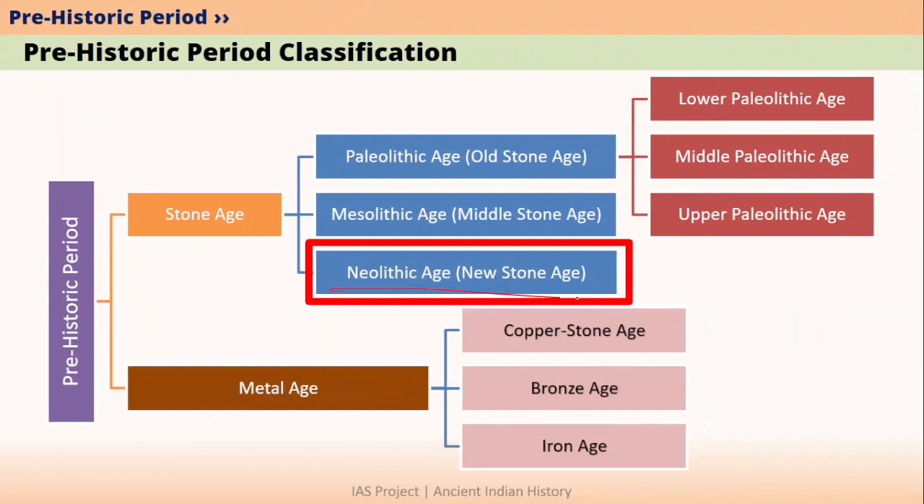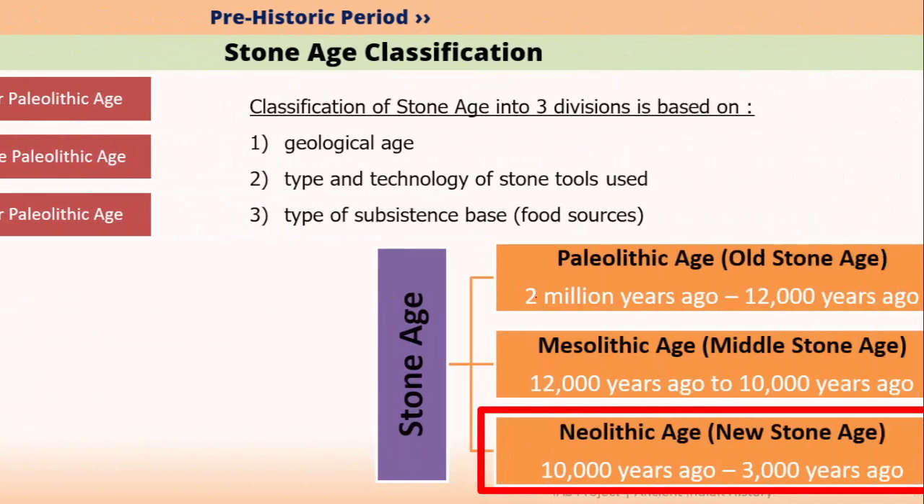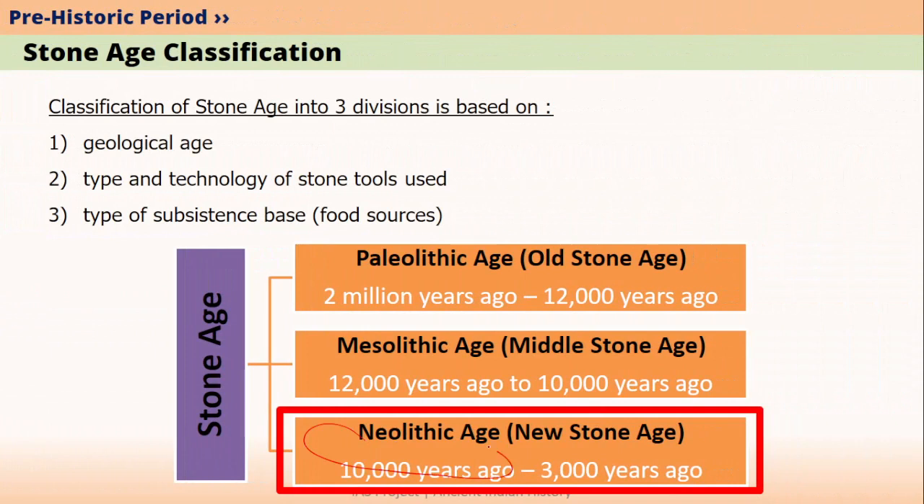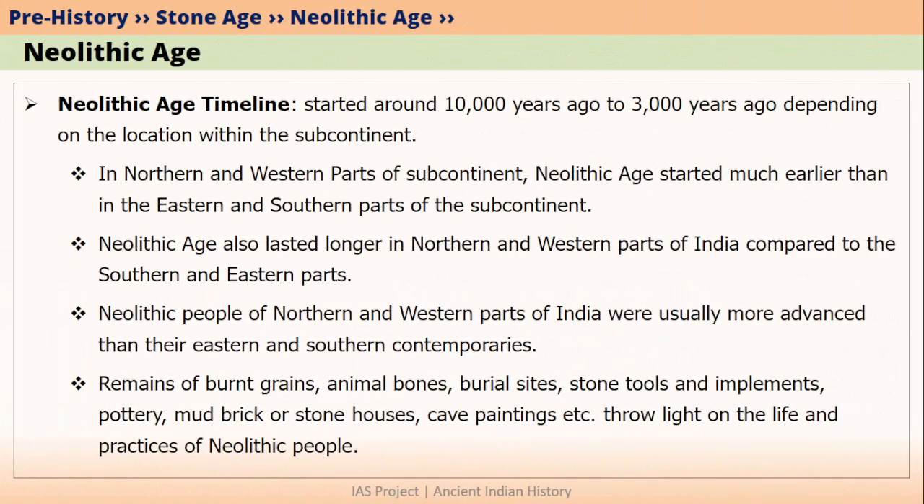Now let's talk about Neolithic Age. Neolithic Age started somewhere around 10,000 years ago and it usually ended at 3,000 years ago. However, this is a very general timeline. If we compare Neolithic Age in northern and western part of India with southern and eastern part of India, we can observe some major differences.